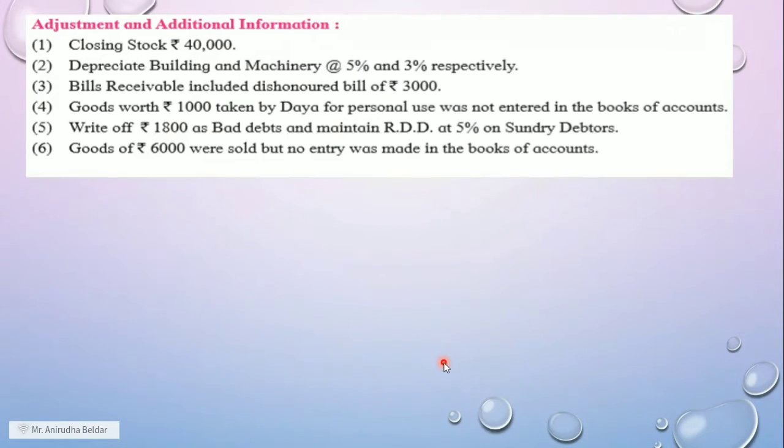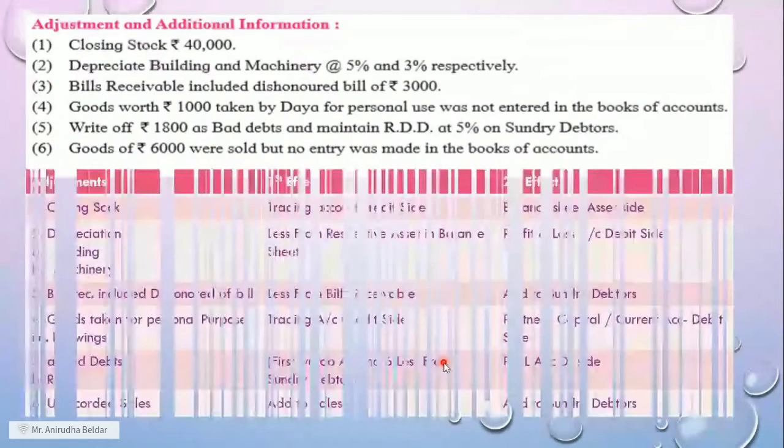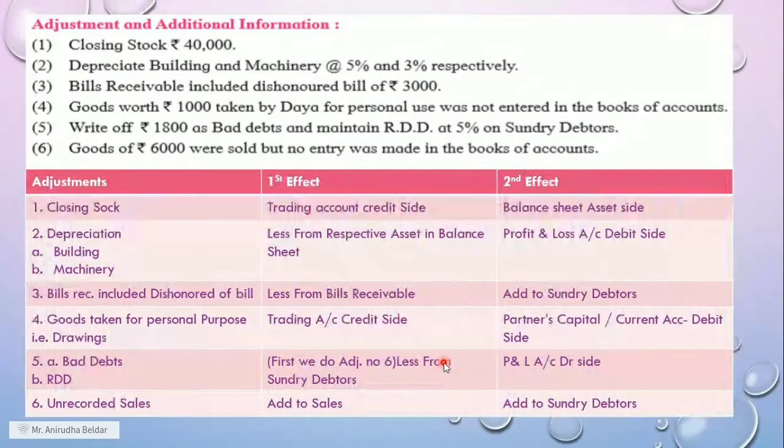Now we will see the two effects of each adjustment. Closing stock will appear on the trading account credit side and the balance sheet asset side. Depreciation, we will deduct from the respective asset in the balance sheet, and the other effect will show on the profit and loss account debit side. Bills receivable included dishonor of bill: first, we will deduct it from the bills receivable and then add it to the sundry debtors.